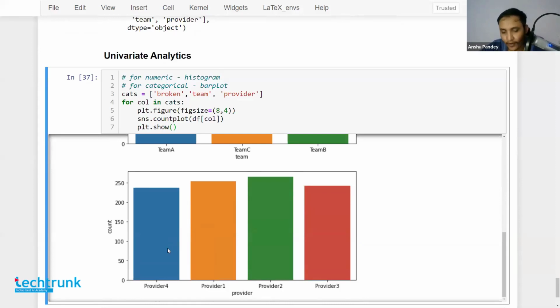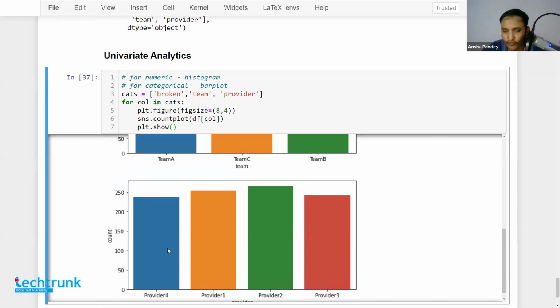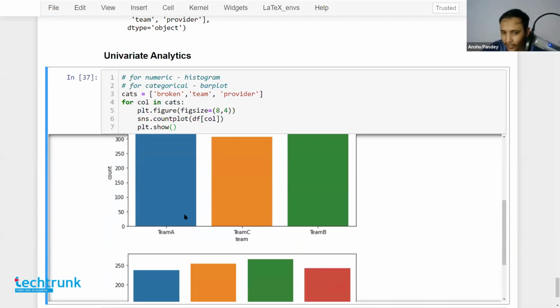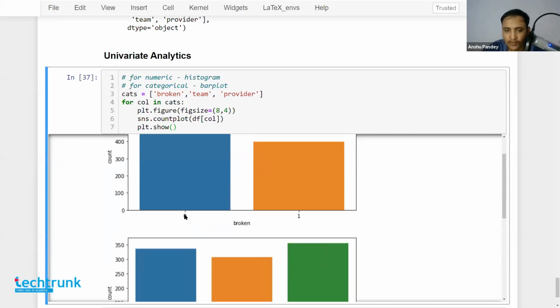Provider simply shows that there are four providers: provider 1, provider 2, provider 3, and provider 4. The number of machines purchased from each provider, each vendor, is approximately equal as well. Provider 2 has a little higher number of machines being delivered, provider 3 and 4 a little lesser, and provider 1 a little higher, like that. So this is the frequency, the count of machines that they're delivering to the factory. This is simply univariate, so we look at only provider. We are not looking at how provider or team is impacting damaged or not damaged at the moment. This is very simple univariate analysis.